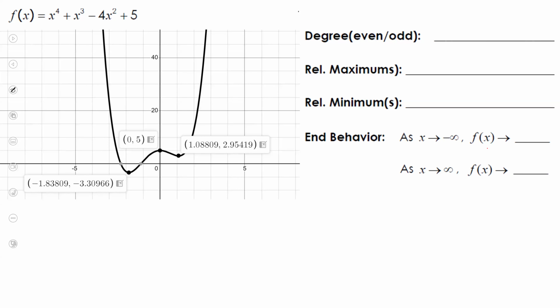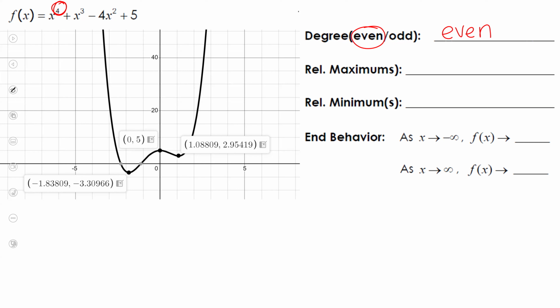Okay, so we have our function up here. Is the degree even or odd? Even. Your degree is even. The highest degree is a 4. So it's even. That means they're both going to face the same direction, either both up or both down.